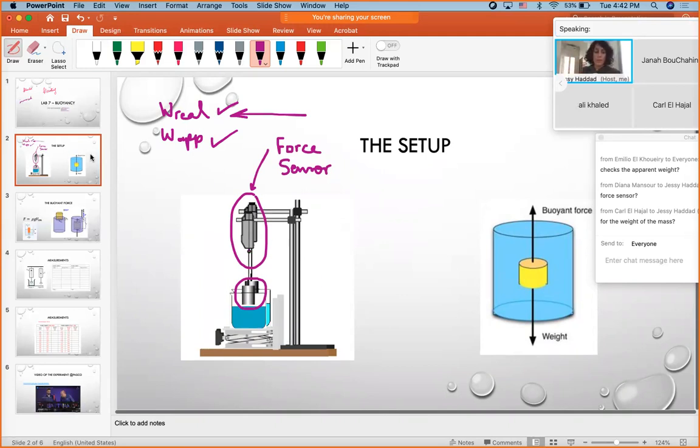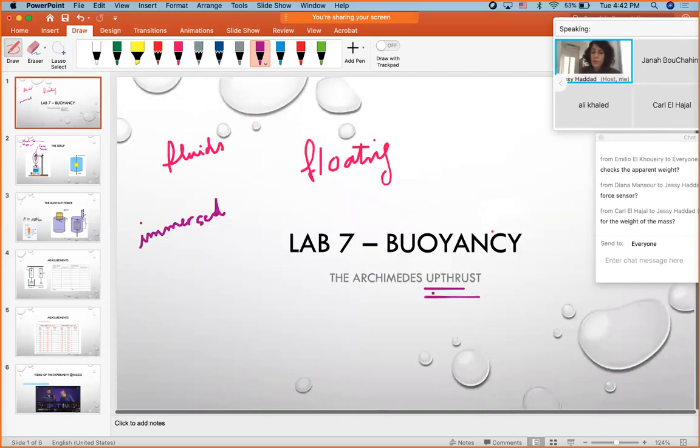Okay? Now, probably I need to go back to the Archimedes upthrust and probably discuss the fact that this is a container and I have a certain liquid and I have an object in here. Can you tell me what are the forces on my object or system? You can unmute yourself. It's okay. We are a small class.